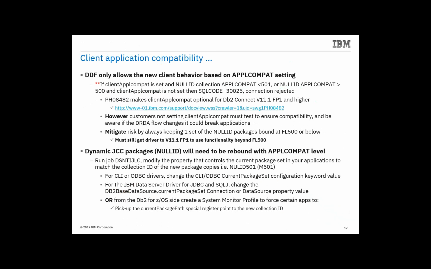So the next bullet: the packages' null ID are going to have to be bound with an Apple Compat at some point, right? Some point in the future we'll deprecate some older ones, and you're going to have to bump them up. So having this strategy in play of how to manage which applications use which collection is going to be pretty key. We've had customers talk about null ID 501, 502, 503, so those applications know which ones to point to, and they can set it by the profile or force the applications to set that in the driver.